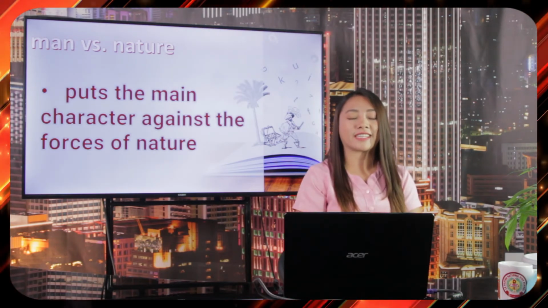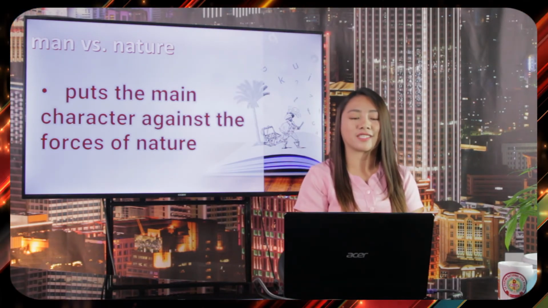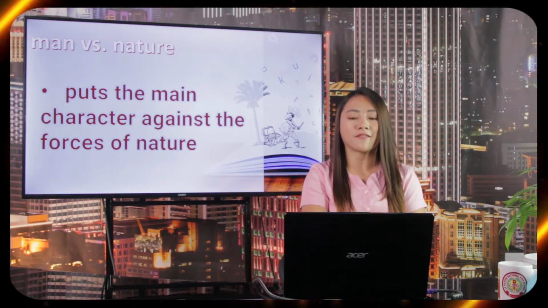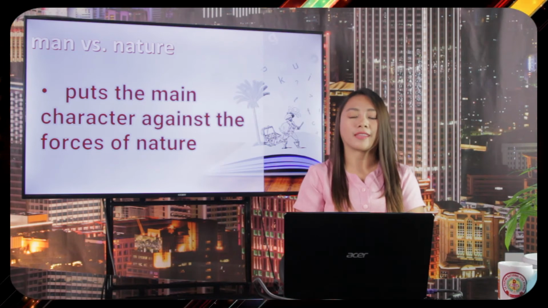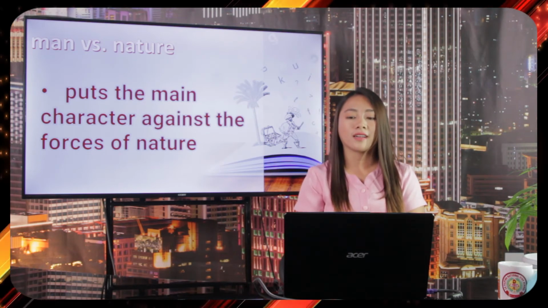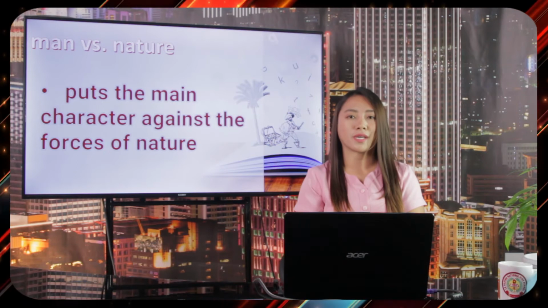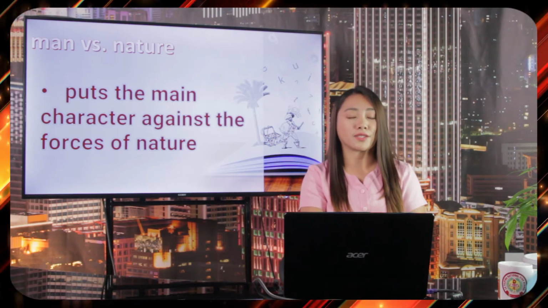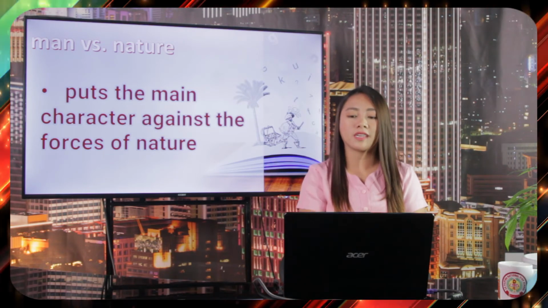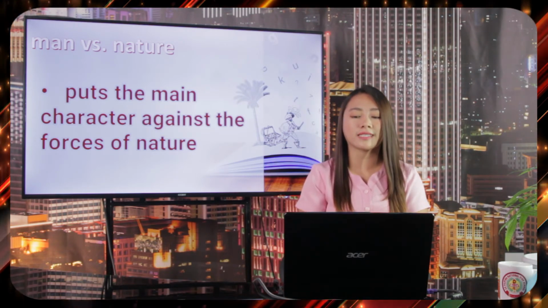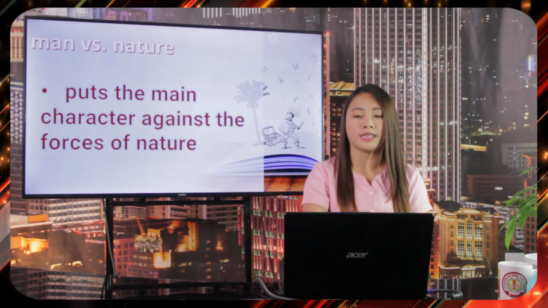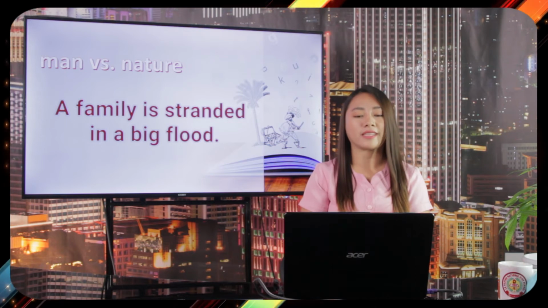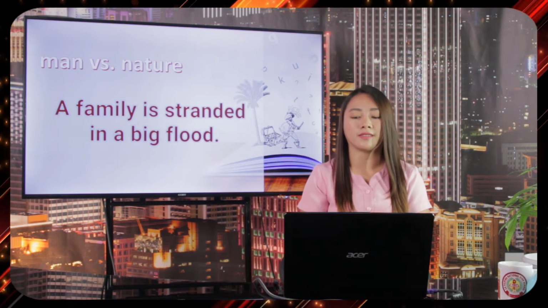Next type of conflict is man versus nature. This puts the main character against the forces of nature in the form of a natural disaster or a similarly dangerous situation, and is often associated with literary naturalism, which hinges on the idea that nature is indifferent to humanity. An example of this is a family stranded in a big flood.